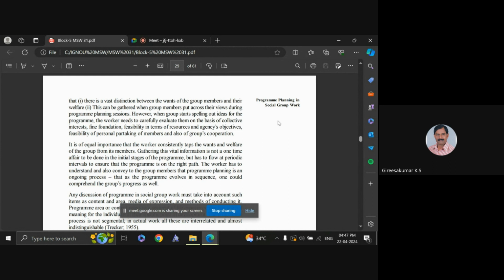When the program planning session is held, this will come out. So the worker consistently taps the wants and welfare of the group. The ultimate aim is the welfare of the group. He must consistently tap the wants and welfare of the group from its members. That is possible only from its members, that is, group members.